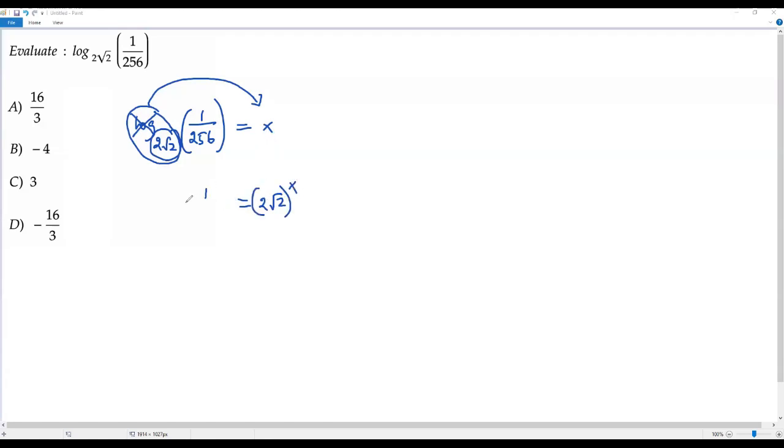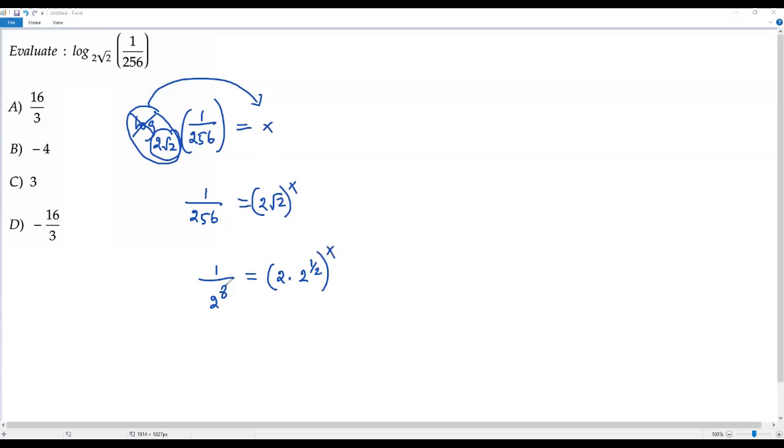Now on the left side, we have 1 over 256. We know that 256 is a power of 2, so we can write 256 as 2 to the 8th power. On the right side, we can write 2 times square root of 2 as 2 times the square root written as an exponent. In that case, I am getting the exponent 1 over 2. So raise it to the power of x.